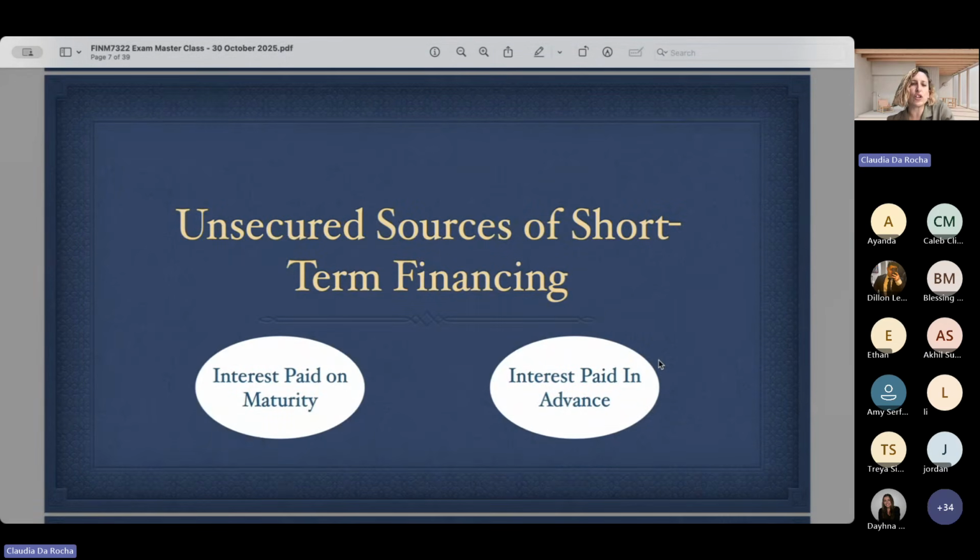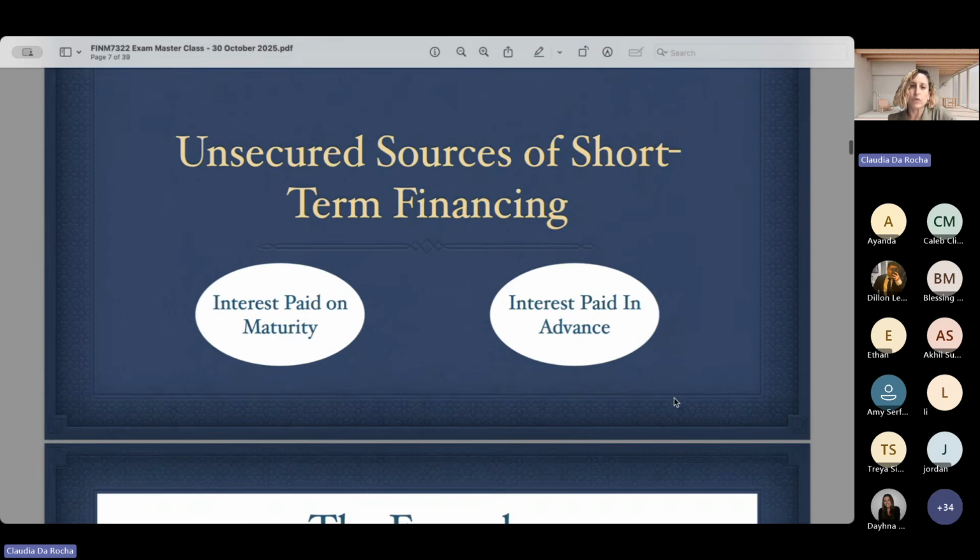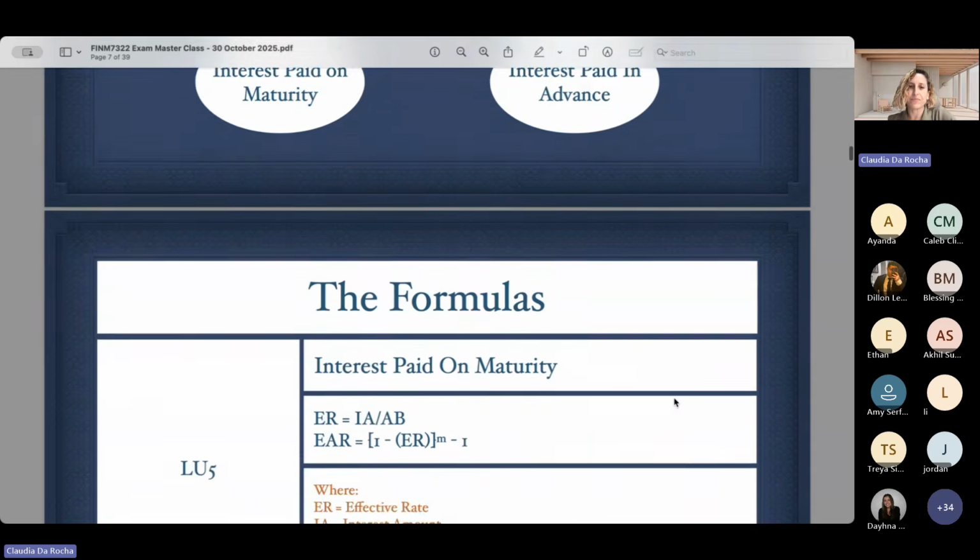Okay, so we're still in Learning Unit 5, unsecured sources of short-term financing. And there are two areas where we have formulas. We have interest paid on maturity and interest paid in advance. Interest paid on maturity is in essence the end mode if we want to talk to our financial calculators. Interest paid in advance is the begin mode, so at the beginning of a year. And we have certain formulas that we need to understand and remember to apply or understand this.